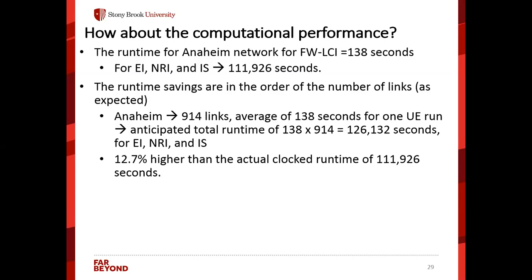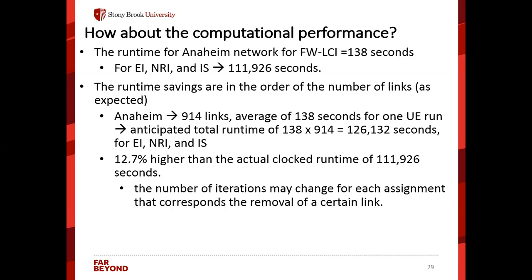It's a bit less because this 138 seconds, the one user equilibrium run, will change based on which link you remove. Some will take fewer iterations, some will take more iterations, depending on which link you remove and how the algorithm converges. But eventually the difference is in the order of magnitude. So instead of running n times for a network size of n links, we can do it all at once. So as n increases, the computational efficiency of adjusted LCI improves. And very encouraging, especially thinking that gradient projection gives even better runtime results.